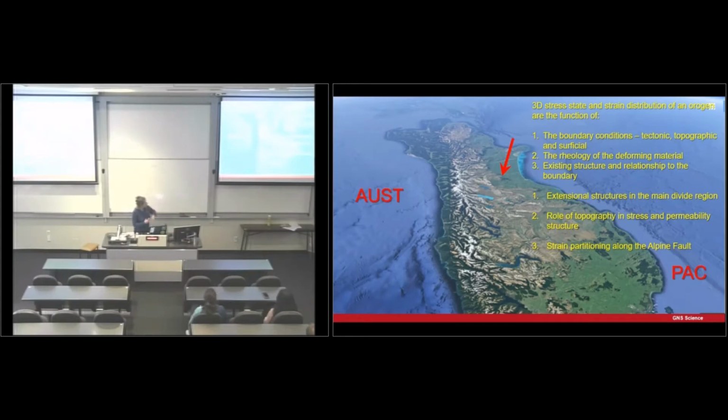I'm going to use three examples from the Southern Alps to illustrate those controls. The first is looking at extensional structures within the main divide, so why and how we can get extension in the main divide region of a collisional mountain belt. Then we'll look at the role of topography in stress and permeability structure, and finally look at some small scale models of strain partitioning along the Alpine Fault.